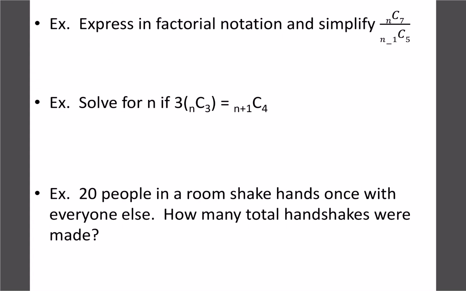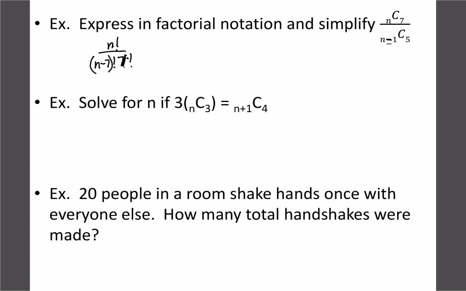Okay, let's do these next few examples. So we've got nC7 on top and (n minus 1)C5 on the bottom, and it's asking to simplify this. So nC7 would be n factorial over (n minus 7) factorial and 7 factorial.